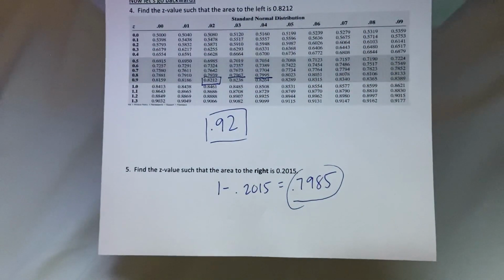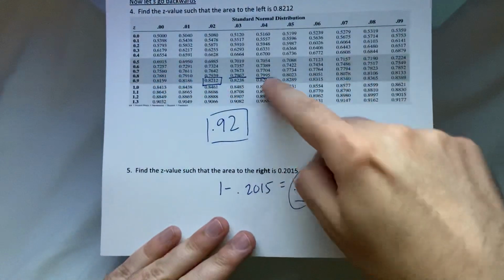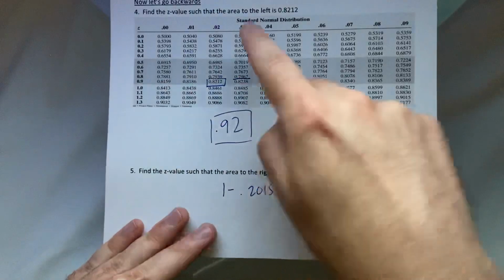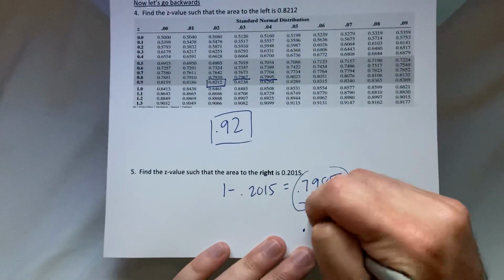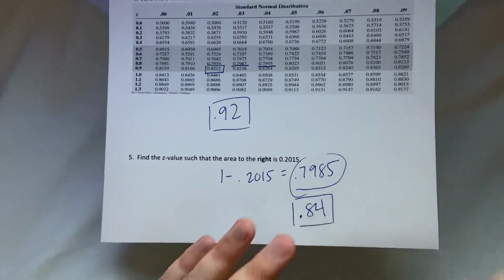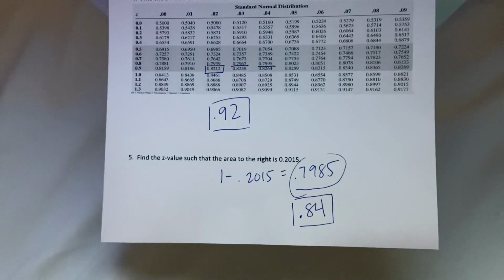There's not a 0.7985, but 85 is closer to 95 than 67, so I should use the 0.7995, which looks like it's 0.84 as a z-score. So we can go backwards if necessary.